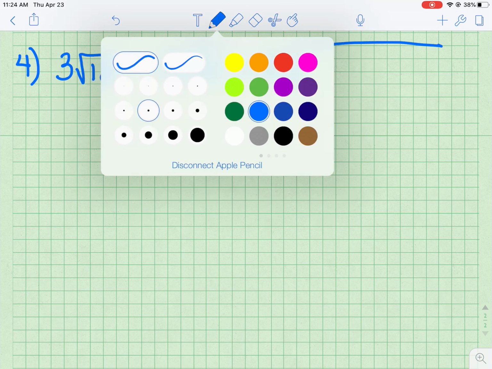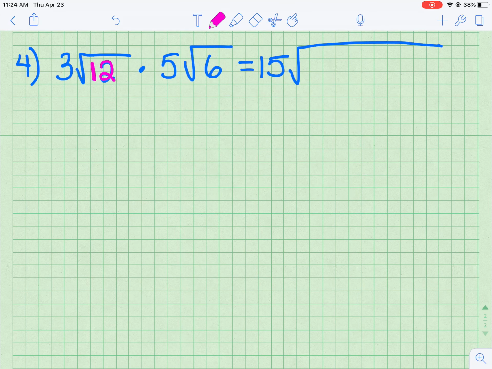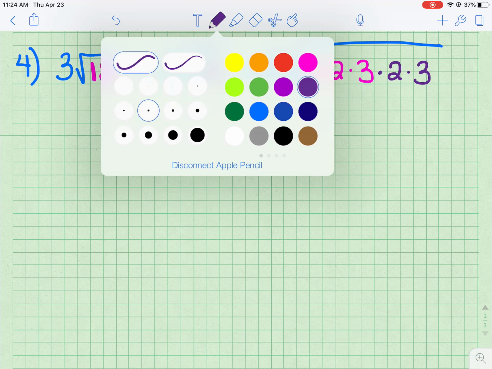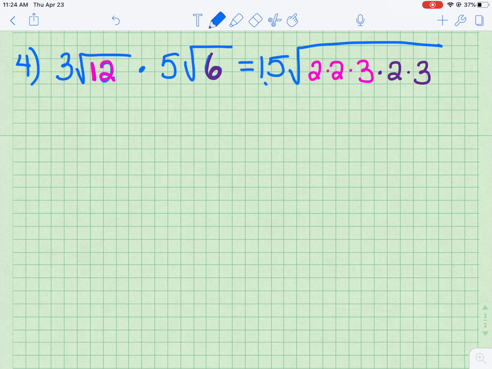Now on the inside, we have a 12 that can be prime factored. So 12 is 2 times 2 times 3. And then we have the 6 on the inside that can also be prime factored to 2 times 3. Now our 15 is waiting on the outside to be multiplied by whatever escapes. We have a set of 2's that can escape. Only one set. Okay, those set of 2's are going to escape and get multiplied by what's on the outside.